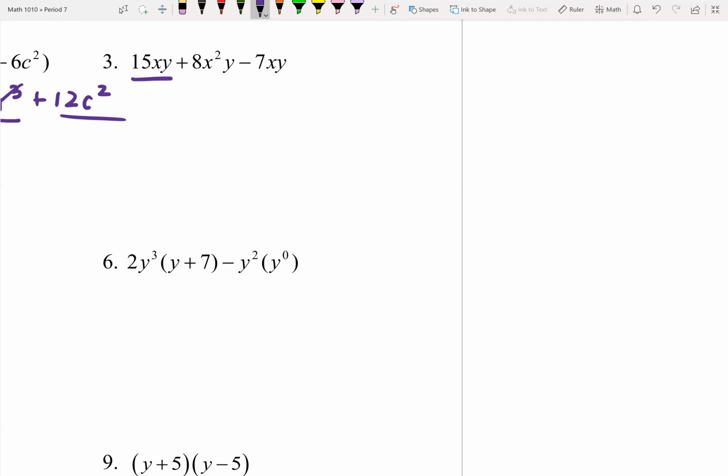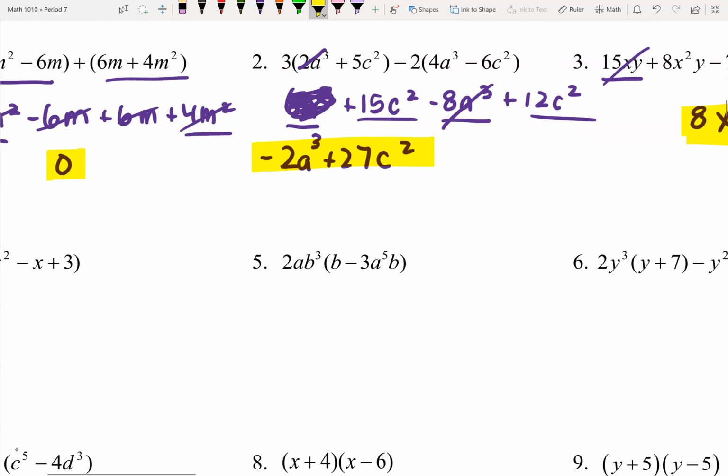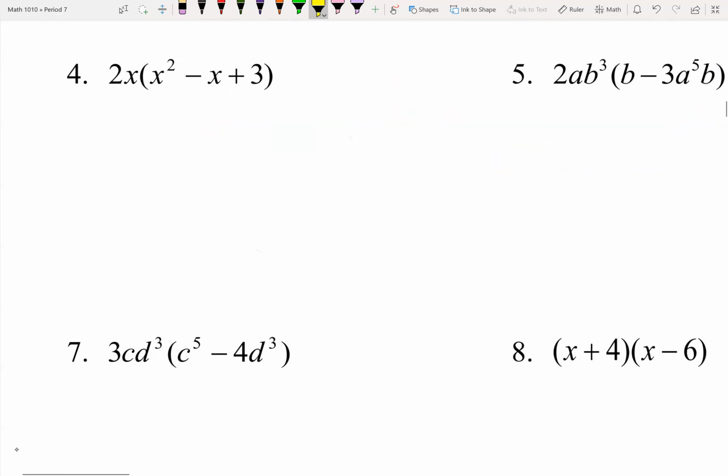This guy has 1x and 1y, and that guy has 1x and 1y. The middle guy has 2 x's and 1 y, so I can't add those together. So I'm just going to go 1x, 1y. 15 minus 7 is an 8, so those two are taken care of. And then the guy that couldn't get added to anything, 8 x to the second y, I'm just going to write it down, and that's my answer. What if I wrote it in the other order? What if I wrote 8x to the second y plus 8xy? Is that okay? It's okay. Yeah. It's okay. Okay, question number 4.